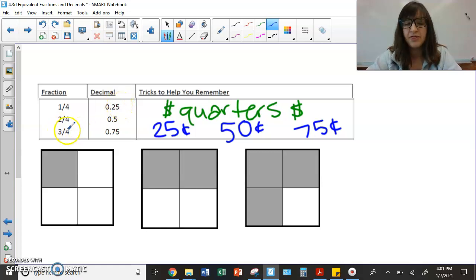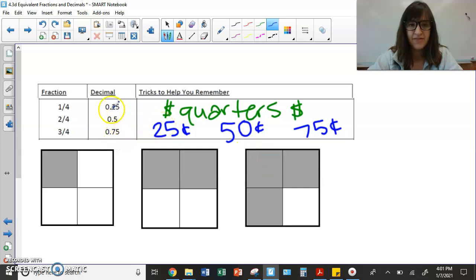I'm going to skip over to my 3/4. 3/4 is equal to 0.75, which is read as 75 hundredths because it is 75 cents, because 3/4 is equal to 75 cents. 3 out of 4 is equal to 75 hundredths.